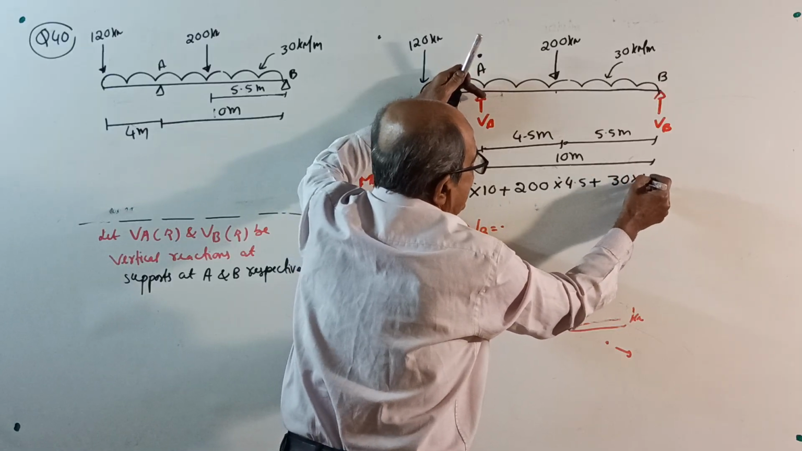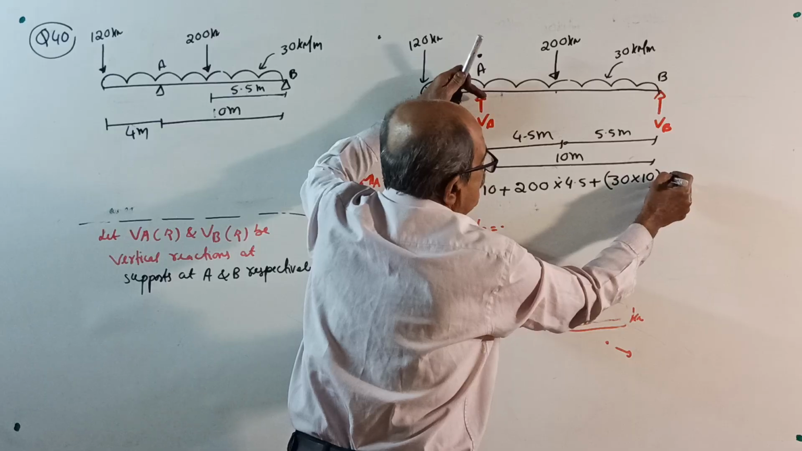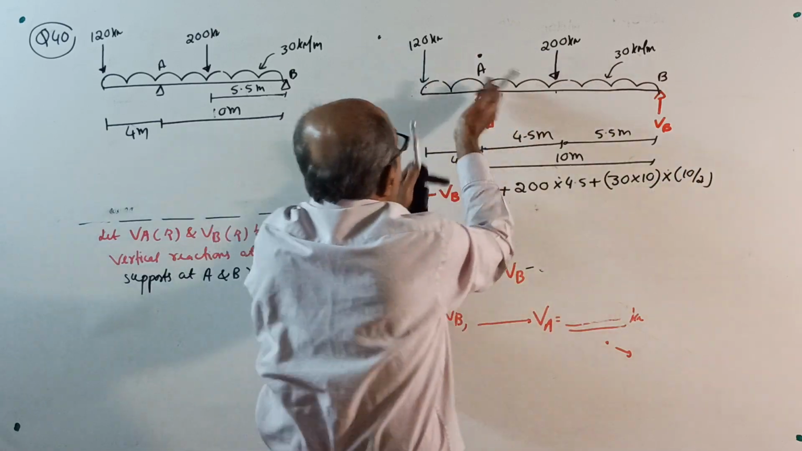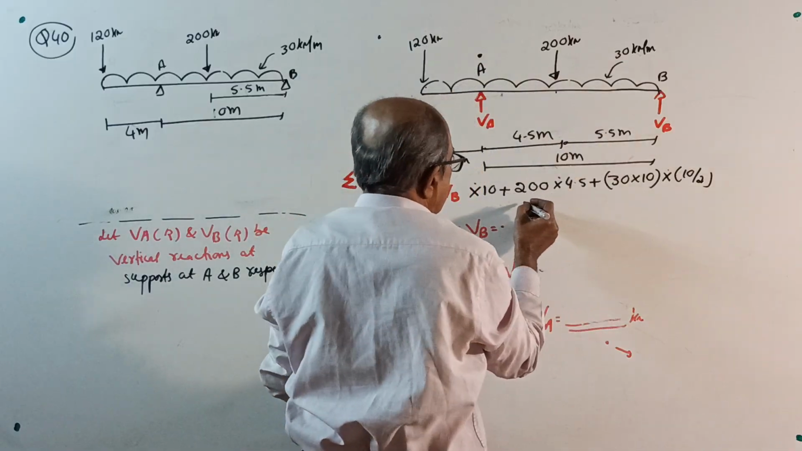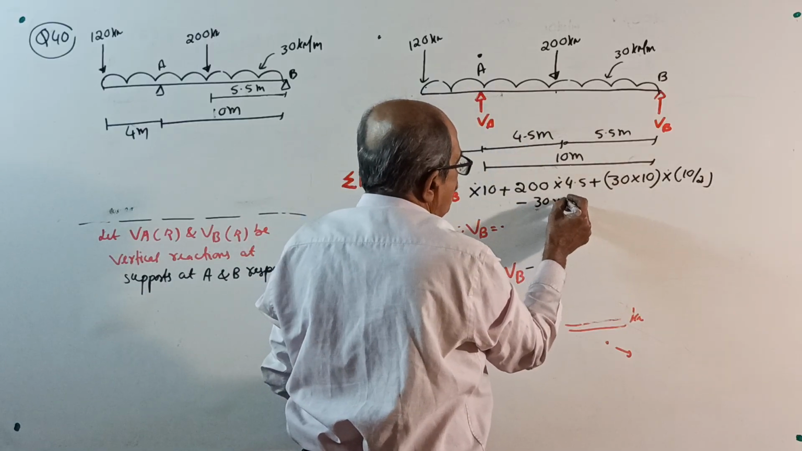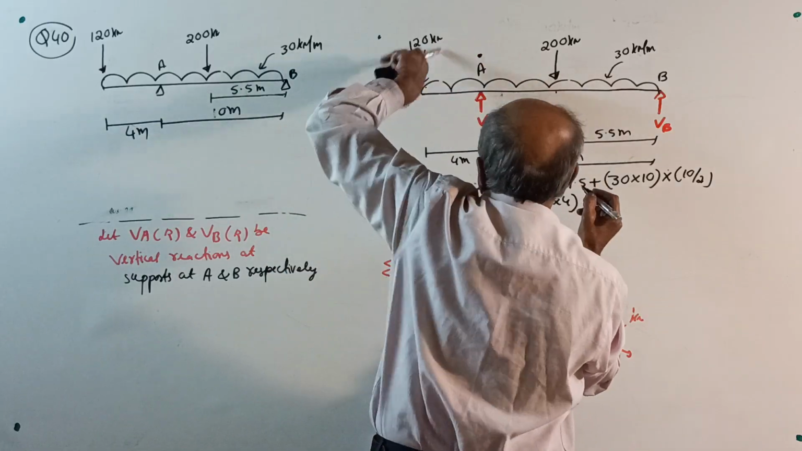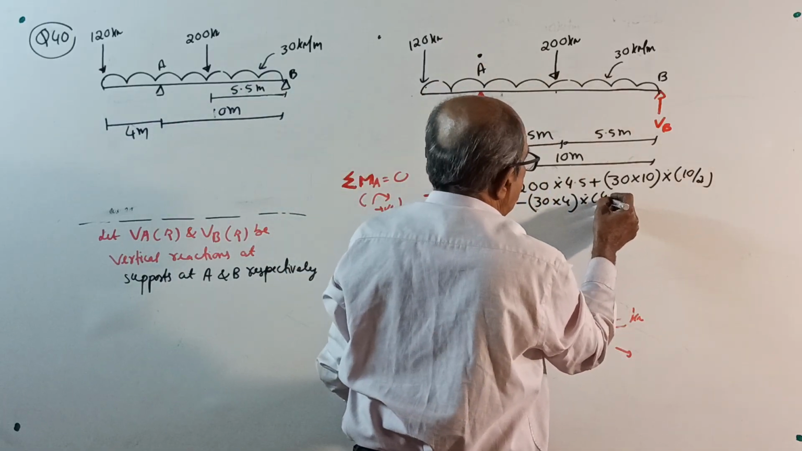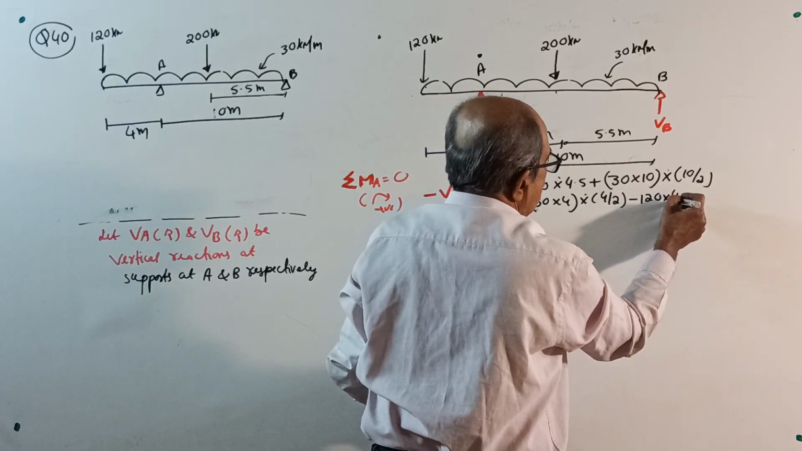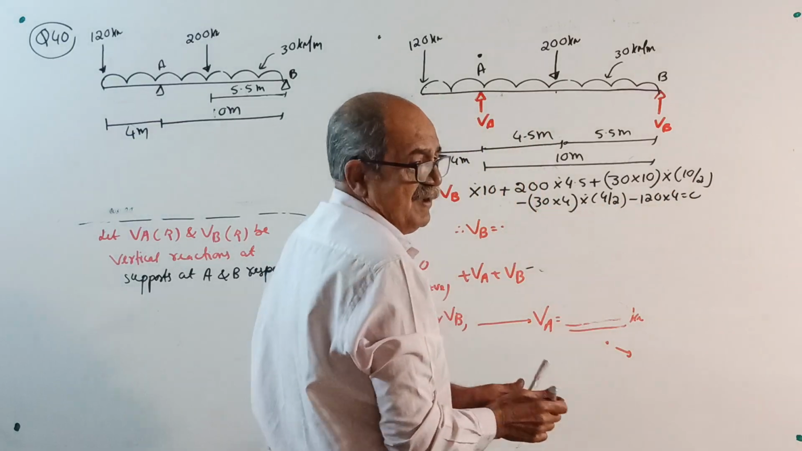30 kilonewton per meter for 10 meter is the total load into 10 by 2. That is this one. And this side minus again UDL 30 kN per meter for 4 meter, but it is anti-clockwise. So into 4 by 2 minus 120 into 4 equal to 0. You get the value of VB.